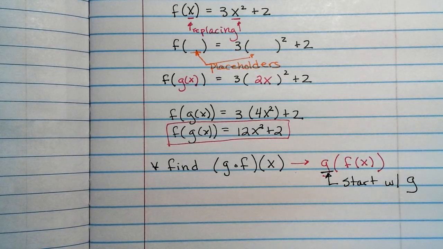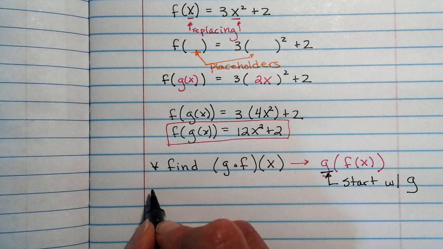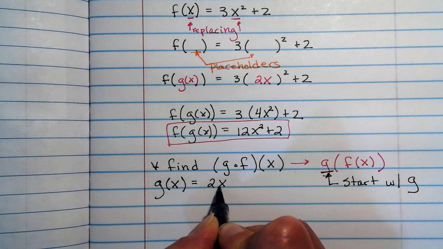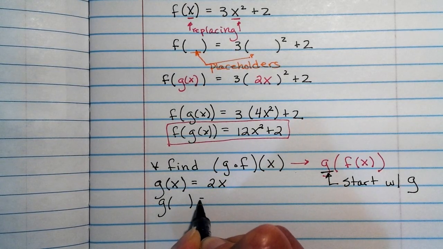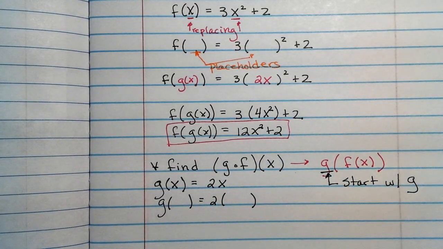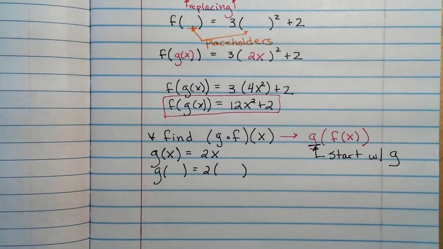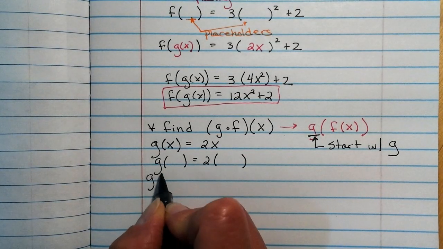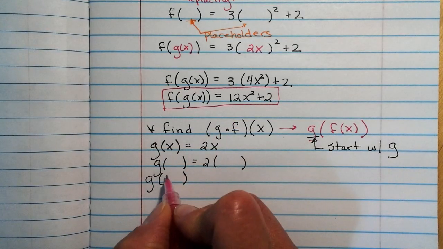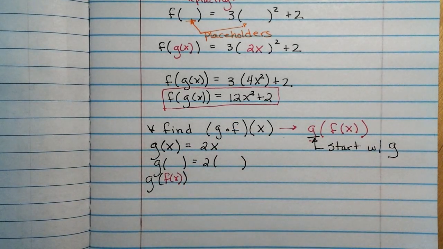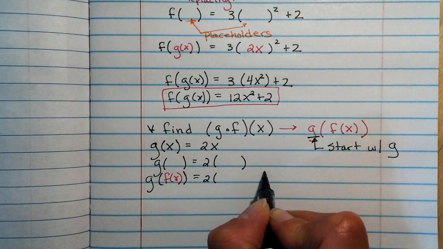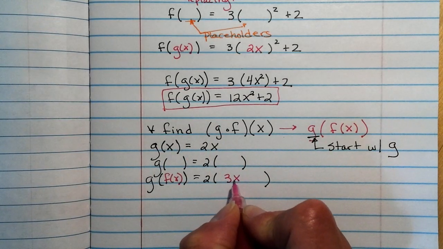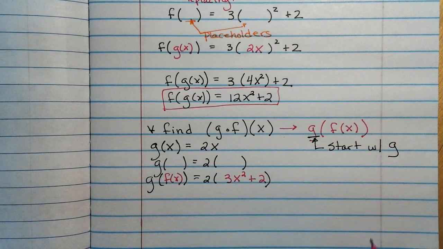I'm going to start with the g function. So what was the g function? My g function, g of x, was 2x. I'm going to replace that x. So I'm going to leave a space for it to be replaced. So what am I putting in g of x? In g of x, I'm putting in the function f at x. So g of x was 2 times something. And what was my f at x? My f at x was 3x squared plus 2.